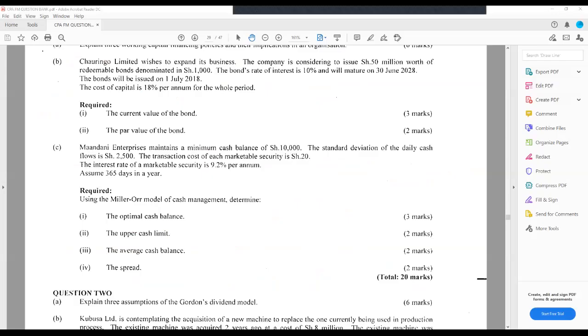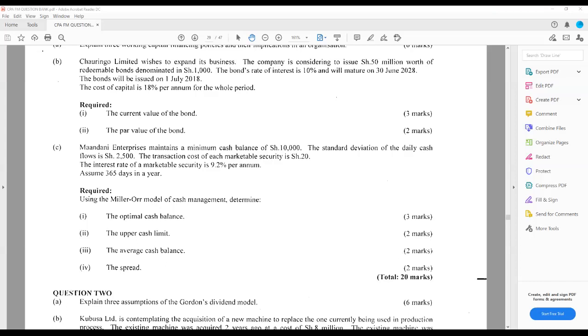Okay, so in this question, the examiner is asking you, using the Miller-Orr model, to determine the optimal cash balance, that is the target cash balance, the upper limit, the average cash balance, and the spread. Of course, the way they have been arranged doesn't make sense because you can't get the optimal without getting the spread. So we begin from the fourth requirement. We need first to get the spread.